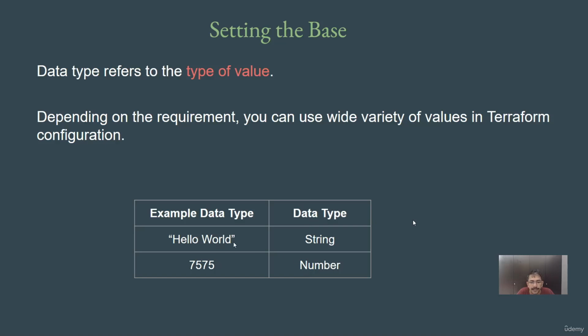Now from here we can easily understand that 7575 is a number. So this number is a data type. Again, hello world is a string. So even if you replace this with any other word, for example, Earth or KP Labs, all of those belong to the string data type. So this string data type generally refers to some kind of text that you add.